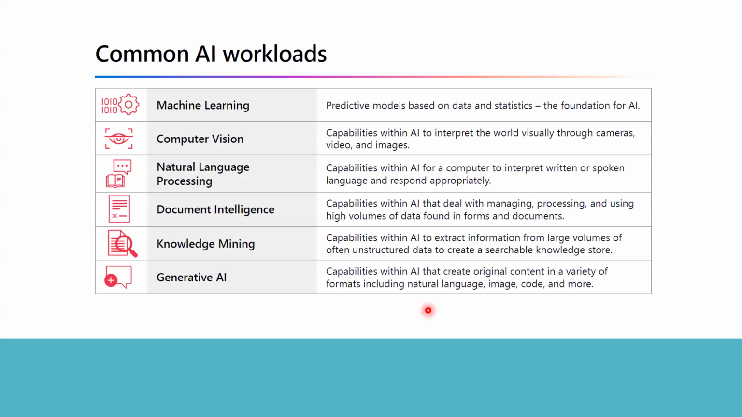And then if we talk about common AI workloads, we have, as I said, computer vision, which is the area where in AI we try to interpret visual information through cameras, videos, and images. We try to analyze those things by vision. NLP deals with language problems. Machine learning basically deals with data and statistics, the predictive models. Then there are document intelligence, knowledge mining, and generative AI. So these are the different branches or fields within AI.